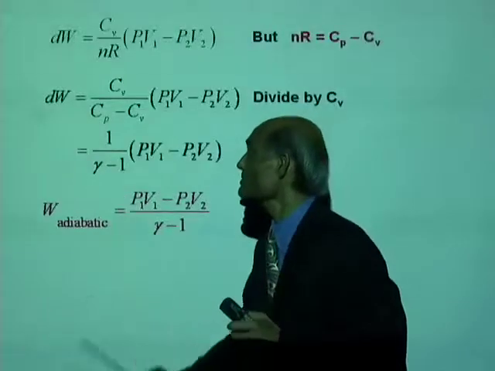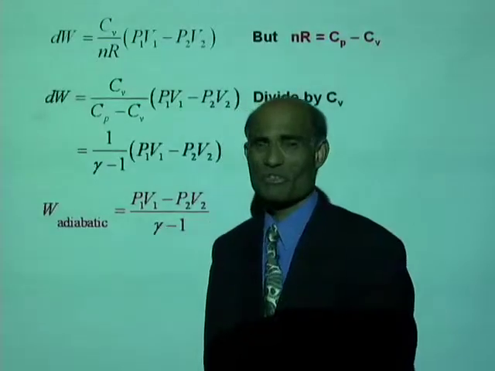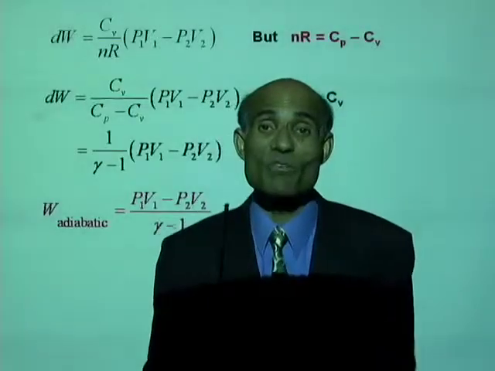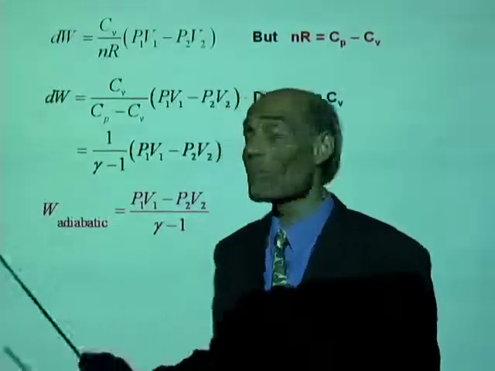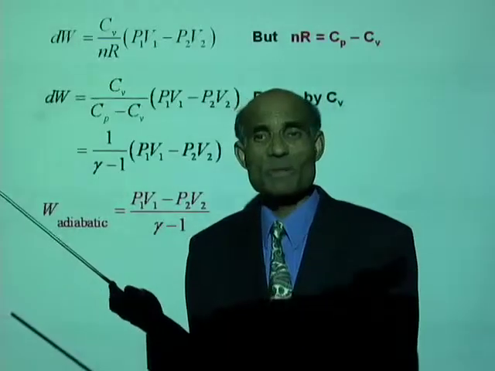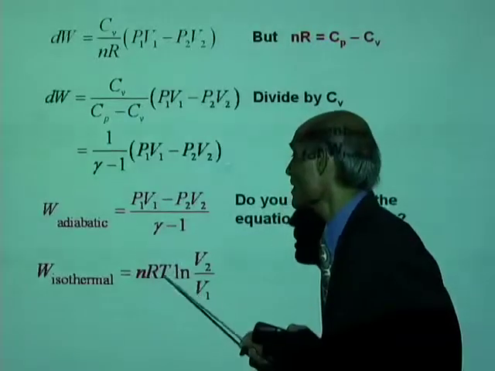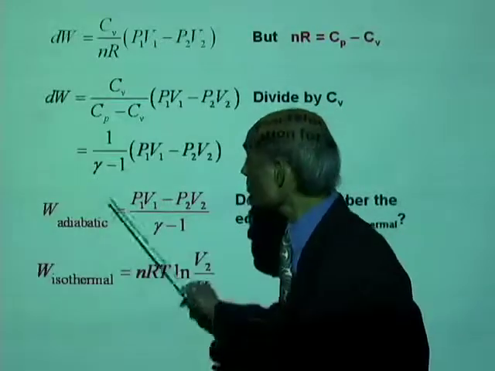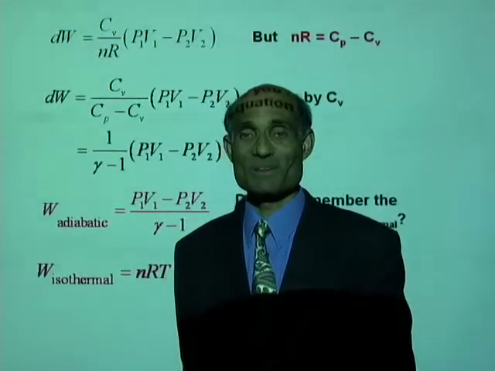And that is the expression for work done in an adiabatic process. Is it difficult to remember? Work done in an adiabatic process is P1 V1 minus P2 V2 over gamma minus 1. Gamma minus 1 is on the denominator. That's a very simple equation. And work done in an isothermal process is nRT ln V2 over V1. And these equations are very useful when we need to solve problems.